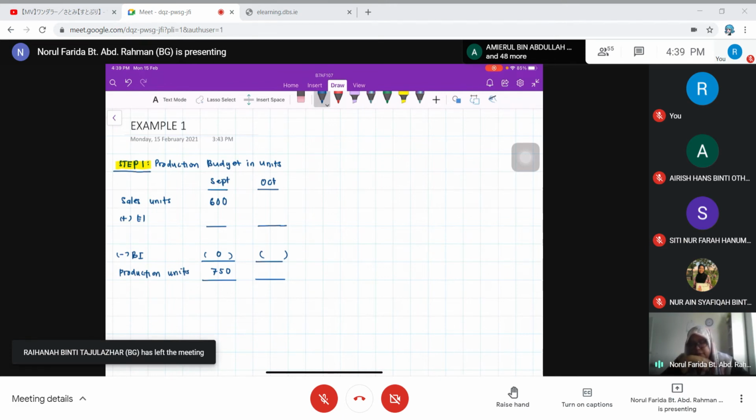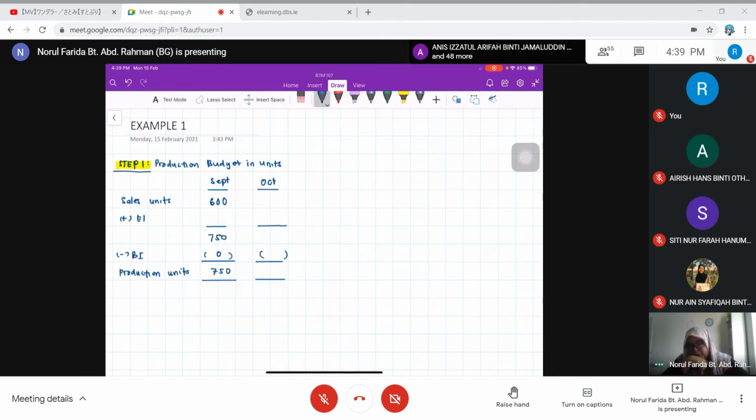Okay. Lepas tu kita isilah tempat kosong. Berapa tolak kosong dapat 750? 750. Okay. Tambah berapa dapat 750? 150. Macam tu. Dia suruh isi tempat kosong. Untuk Oktober, production units adalah 1000. Sales unit adalah 1150.